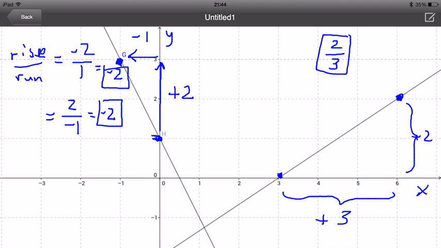What if we did the opposite and we said that this was the first point and this was the second point?